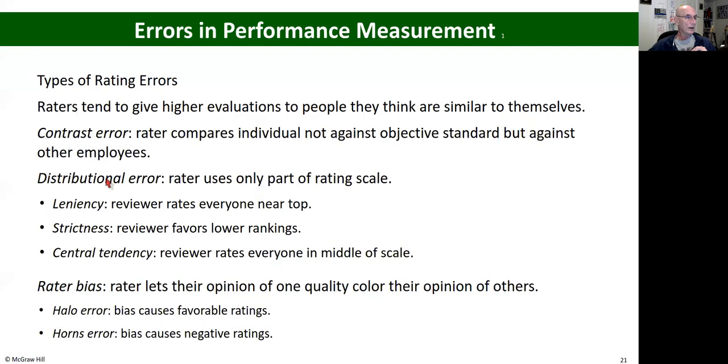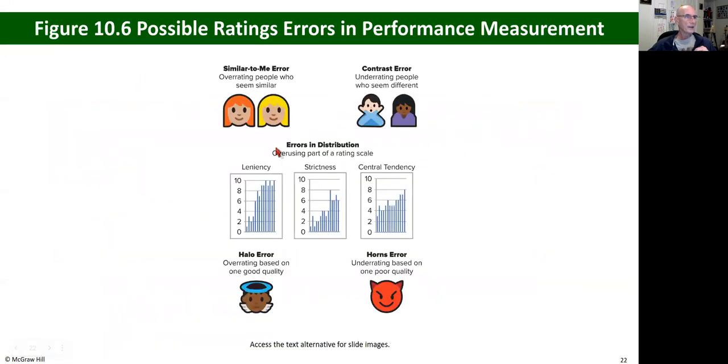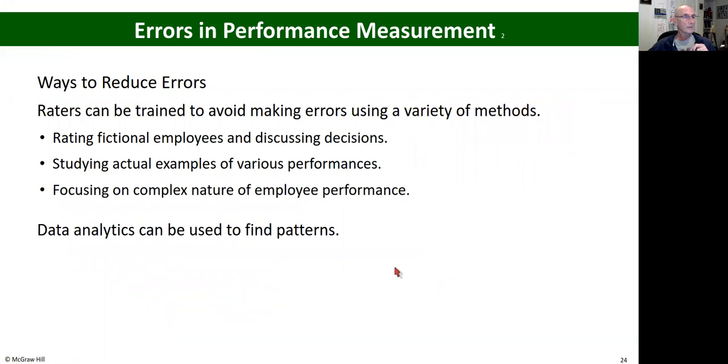You have other errors such as distribution, leniency, where you get leniency and strictness and that sort of thing. Rater bias. In other words, I may have a bias against a particular person because I liked them or I didn't like them or whatever it was. That can impact the performance review that they're getting. And some of the other errors, similar to me or contrasting errors. The halo error. In other words, you are overrating somebody because of one trait or one quality, and then underrating someone because of one poor quality. So you have some real issues with that.